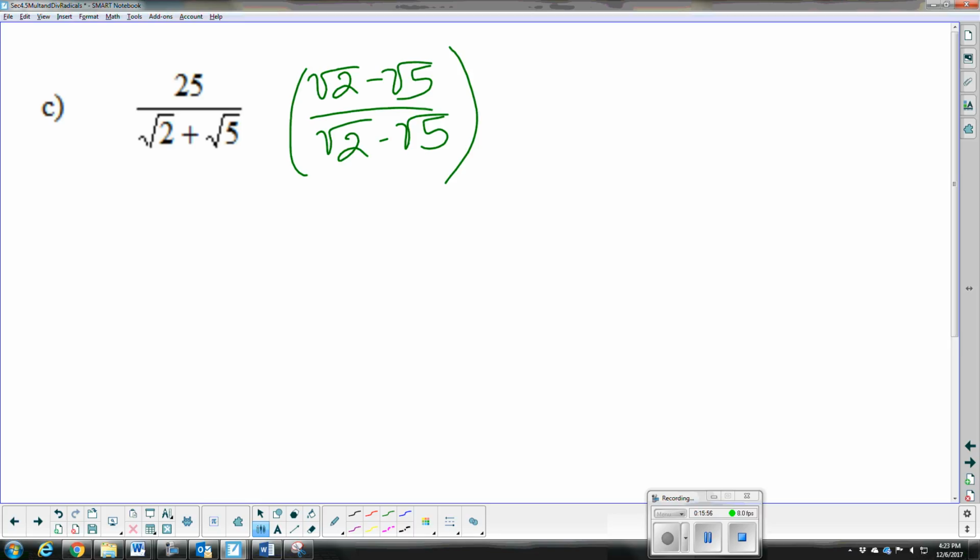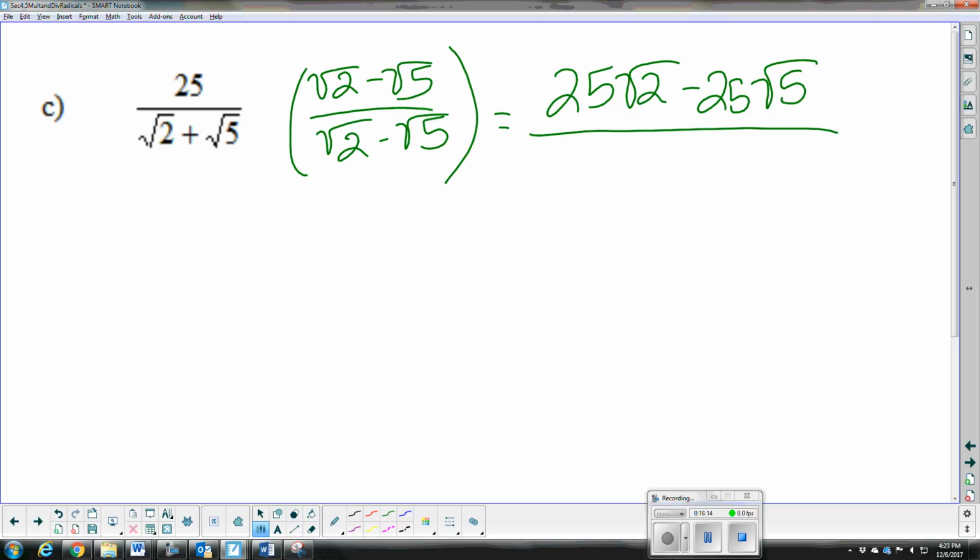And now we have to distribute 25 to the square root of 2 minus the square root of 5. So that equals 25 times the square root of 2 minus 25 times the square root of 5. Now those do not have like radicands, so we cannot combine them. So even though 25 is the same number, the square root of 2 and the square root of 5 are not the same, and those are the radicands, so we cannot combine those. And then that's over a squared minus b squared. So a squared is plus or minus 2, b squared is plus or minus 5.